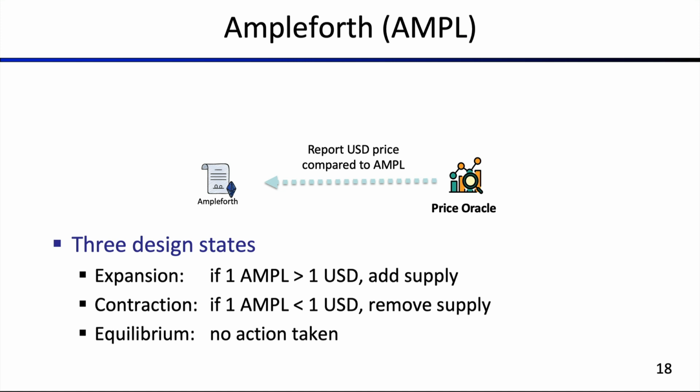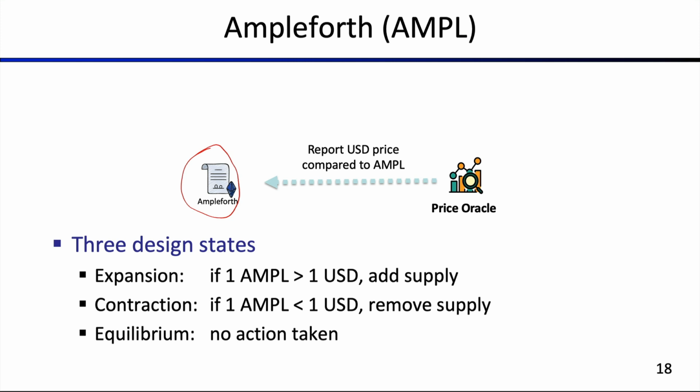Well, the answer is that you can do this by simply reporting the US dollar price compared to a token, for example, the Ample stablecoin token, to a smart contract. So you do have an external price oracle again. And there are three design states in your contract, right? So this is again a smart contract that maintains the state of your asset. It can mint and it can destroy tokens, so these Ample tokens.